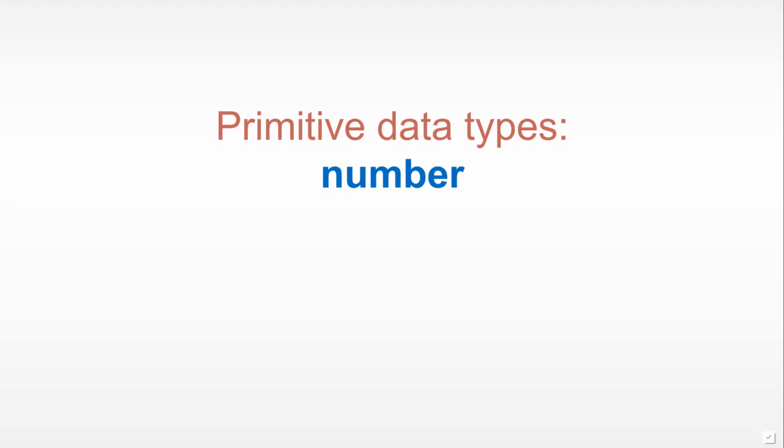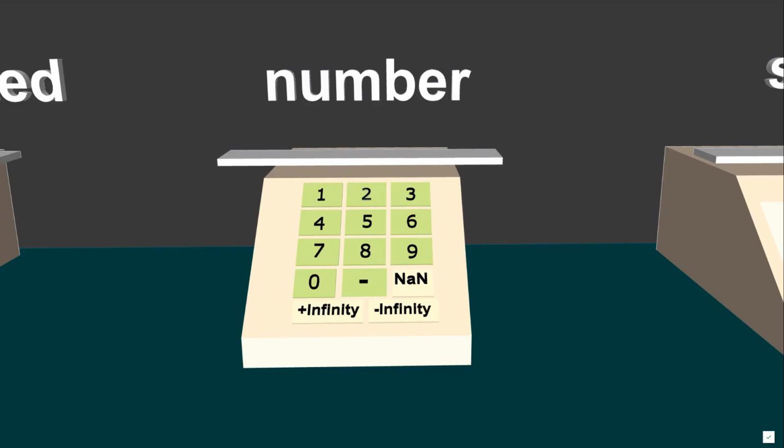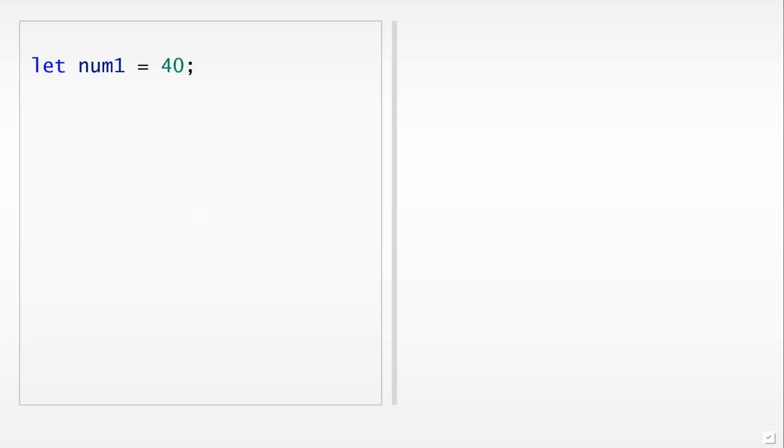Let us now discuss the number data type in JavaScript. Apart from regular numbers that we are used to, the number data type does include additional types such as positive or negative infinity, or even something called not a number.